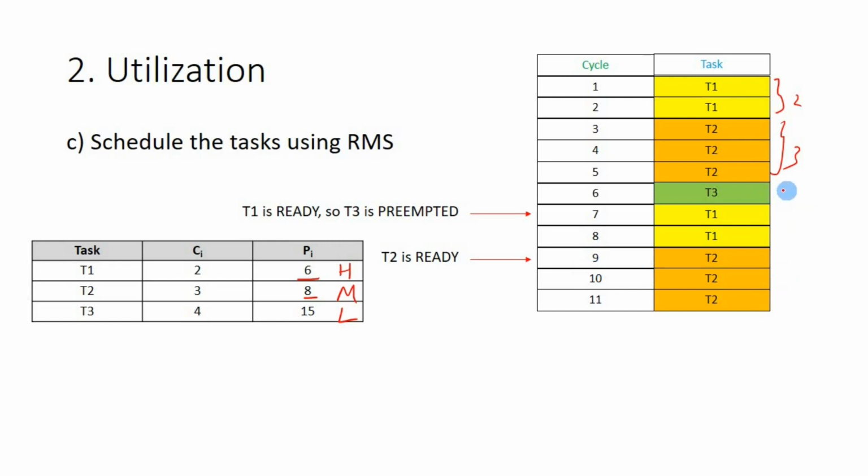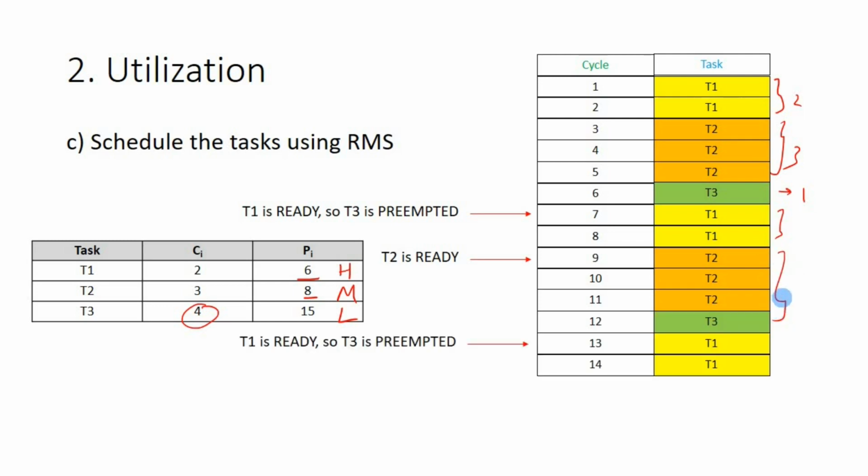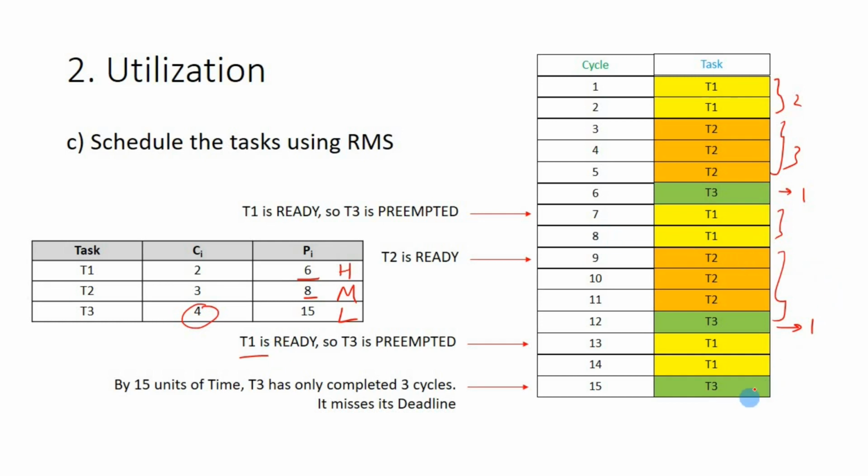So until now, task 3 has only done 1 cycle, and it is supposed to do 4 cycles. Task 1 has already completed again, and task 2 also has completed. After that, task 3 gets another chance to run. So this is the second one, for 1 unit of time, and then again task 1 is ready, because task 1's period is up, so 1 to 6, 7 to 12. Over here at 13, T1 is ready again. So T1 runs, and after T1 runs, you have one more unit of time for T3 to run, and T3 runs one more unit of time.